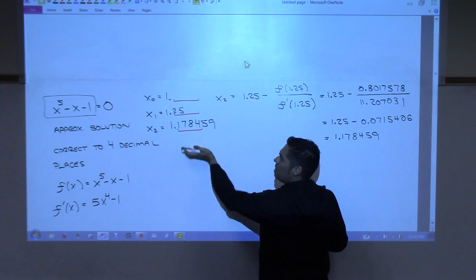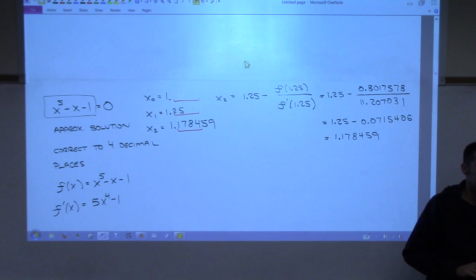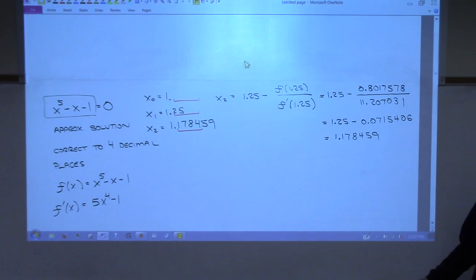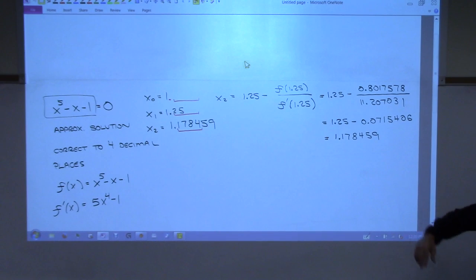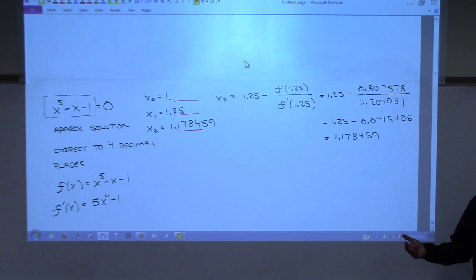And I want to keep going until the first 4 decimal places stop changing. They're still changing, aren't they? The first 2 are still changing. Do you see why this is perfectly suited for a computer?